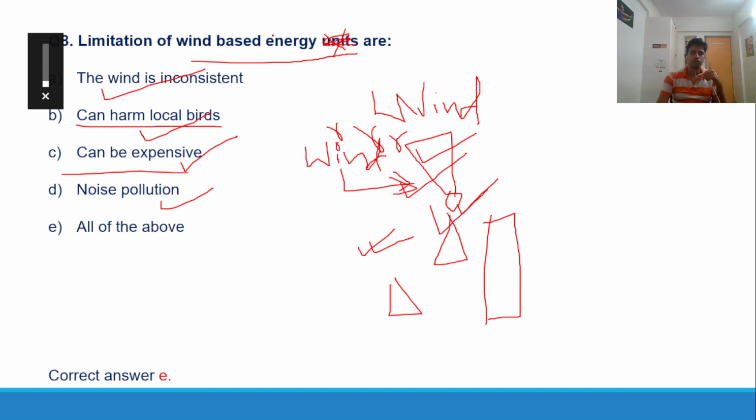Okay. So we see that all of the options are actually correct for limitation of wind based energy. So the correct answer is all of the above.